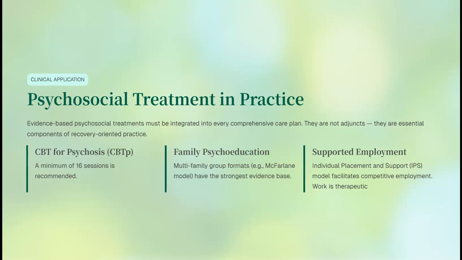The IPS model, individual placement and support, gets people into real jobs. Work itself is therapeutic, so it improves how people see themselves, reduces symptoms, and keeps them out of the hospital. Employment improves their self-efficacy. They want to be able to take care of themselves. It reduces symptom burden and decreases hospitalization. So you should advocate for vocational services in every treatment plan. Make sure your patients have access to vocational services. Advocate, advocate, advocate.